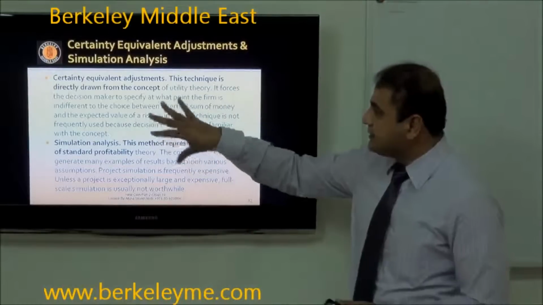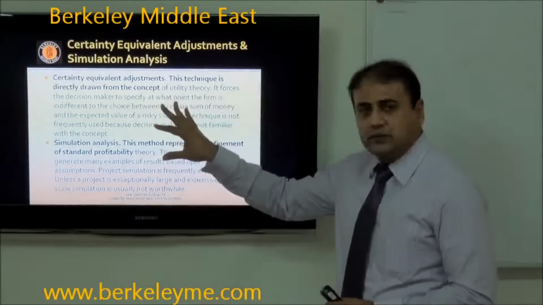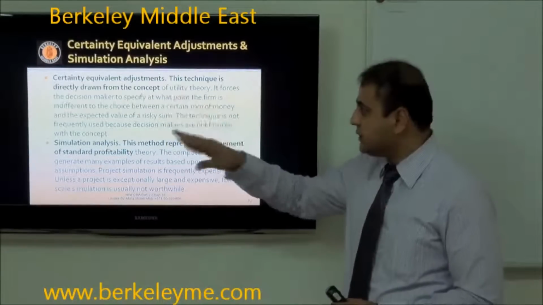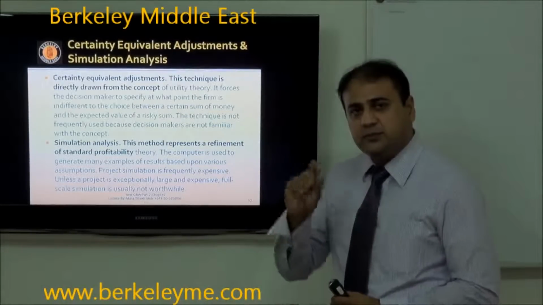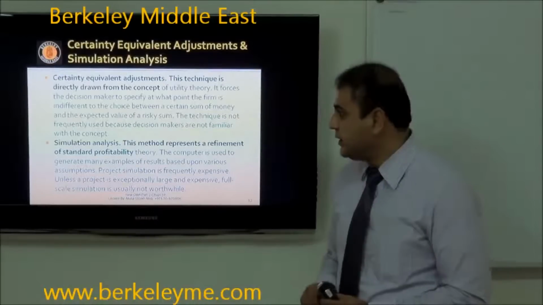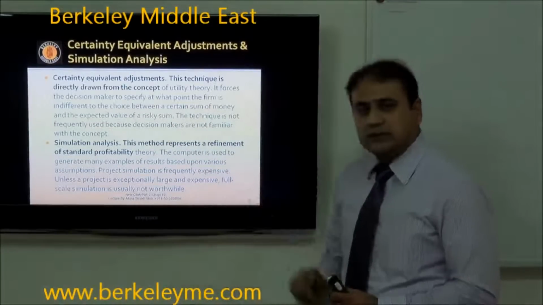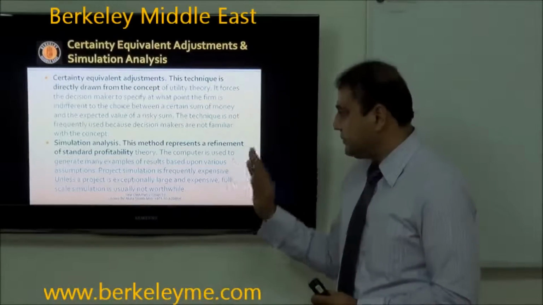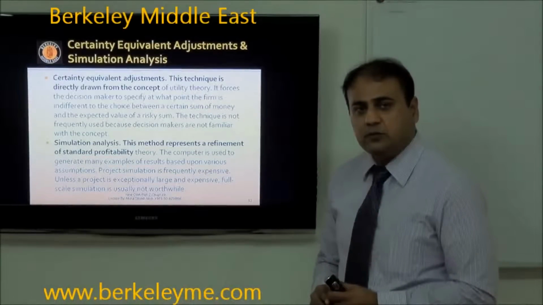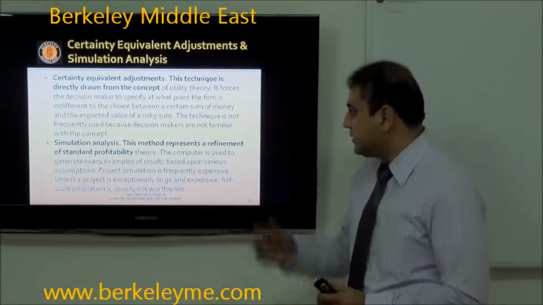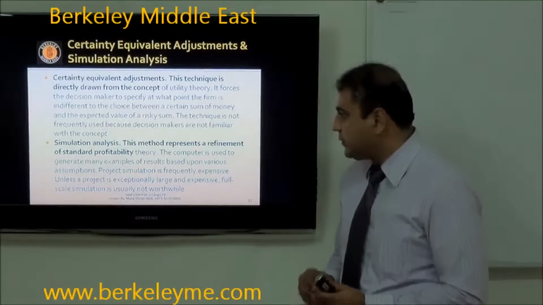Then we have the certainty equivalent adjustment. This technique is drawn from the concept of utility theory, where certain curves give you the points where the curve is indifferent to the option. And simulation analysis is a statistical method, which is highly sophisticated and more expensive to apply. This method represents a refinement of the standard profitability theory.